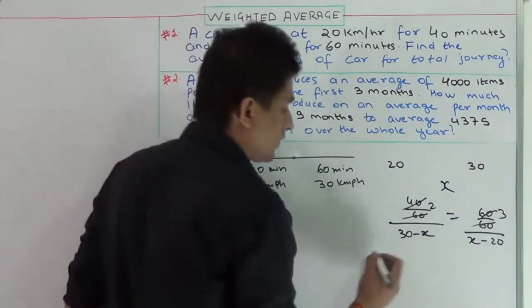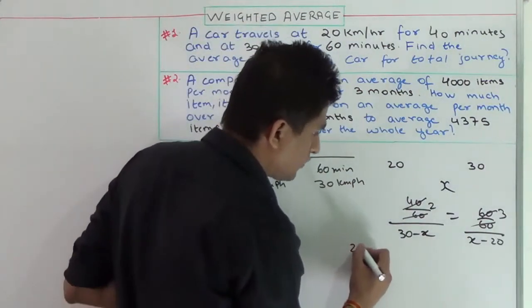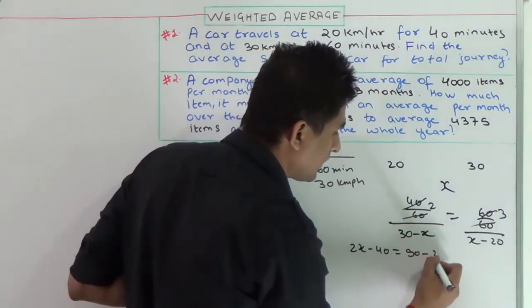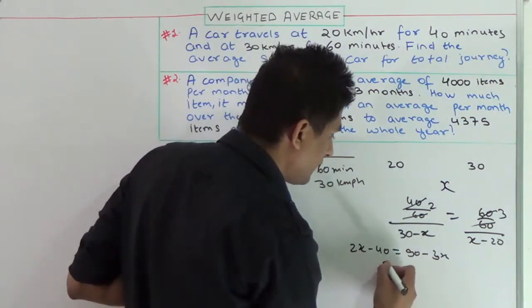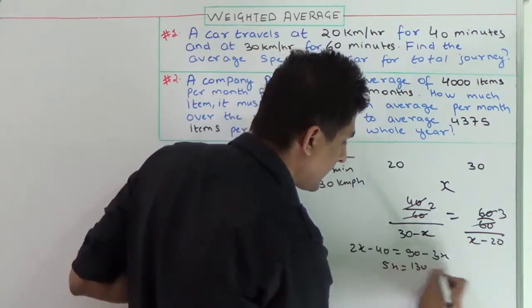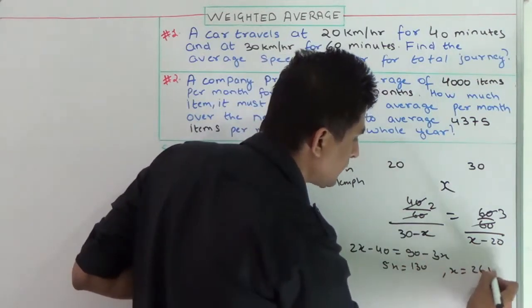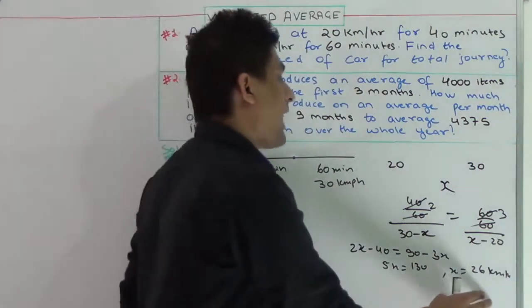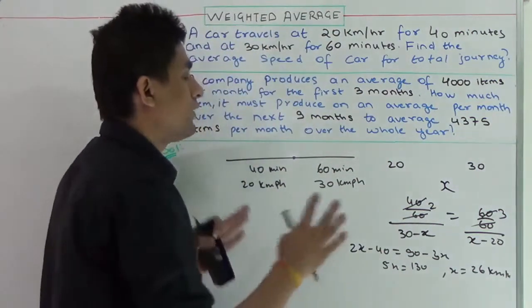Now I'll solve the value of x. 2x minus 40 will be equal to 90 minus 3x. And it will come out to be 5x is equal to 130, and from here I'll get the value of x to be 26 km per hour. Okay, this is the answer. This is the average speed of the car for the whole journey.